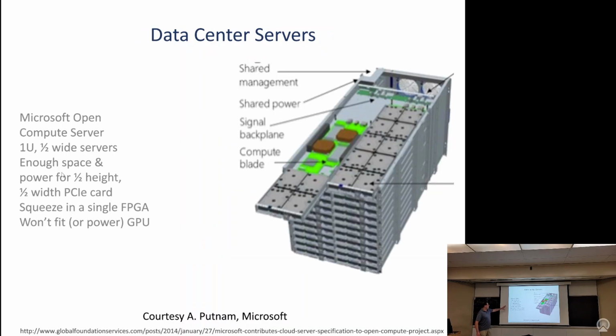What do their servers look like? They have a standard, the Microsoft Open Compute Server. Probably evolved some since these slides, but they're really trying to pack them in tight. So 1 unit high, like that high, half unit wide, like that wide. These servers have enough space and power for, at that generation at least, a half height, half width PCIe card. So they can squeeze in an FPGA without taking out one of the 2 CPUs, and they have lots of stuff running on these CPUs. They don't want to take out one of the 2 CPUs. They could not fit a GPU in, they could not power a GPU, okay?